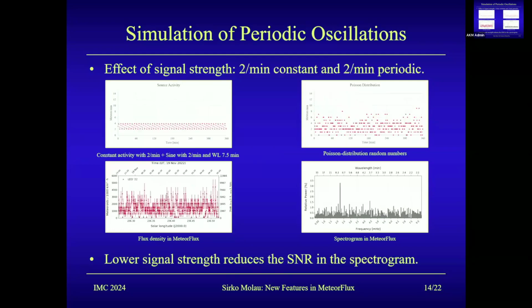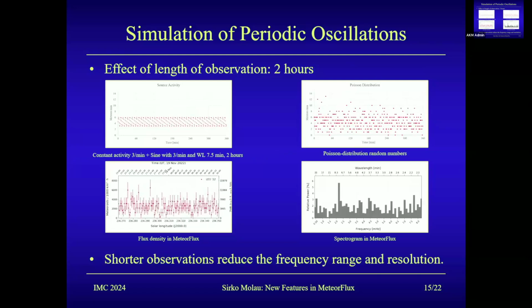Okay, I can further reduce the strength of my signal. Of course, if I have less strength, I have less information, and I still see the main peak here. In this case, it was 7.5 minutes. I still see it, but the SNR is getting worse. And if I further reduce the signal, of course, at some time, it's more or less just noise. So there has to be at least a certain signal strength to be able to detect the wavelengths.